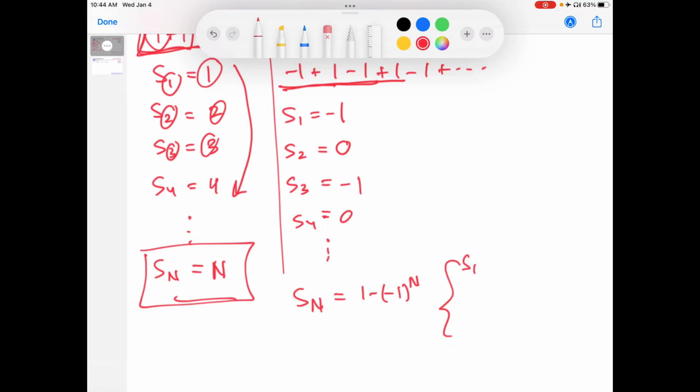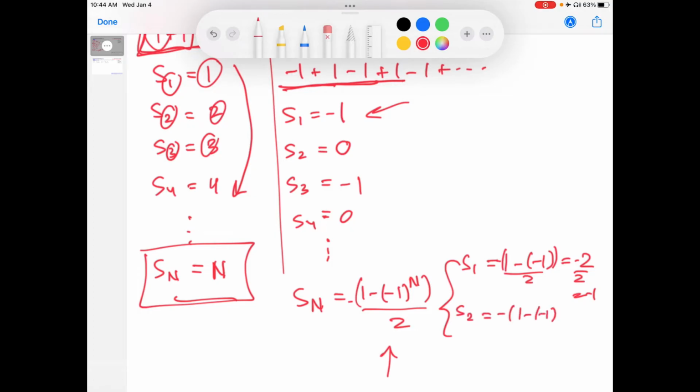So if n equals 1, I would have 1 minus negative 1. So that would be 2. So that doesn't give me negative 1, right? So I want to multiply it by a negative sign. So that would then give me negative 2. And then I want to divide it by 2, because then that would give me negative 1. So that gives me the first term. Question, does this work for the next term? Let's try it. So S2, right, negative 1 minus negative 1 squared, divided by 2. So I get minus 1 minus negative 1 squared, that's 1. Divided by 2, that's 0. So yes, it does work for the second term.